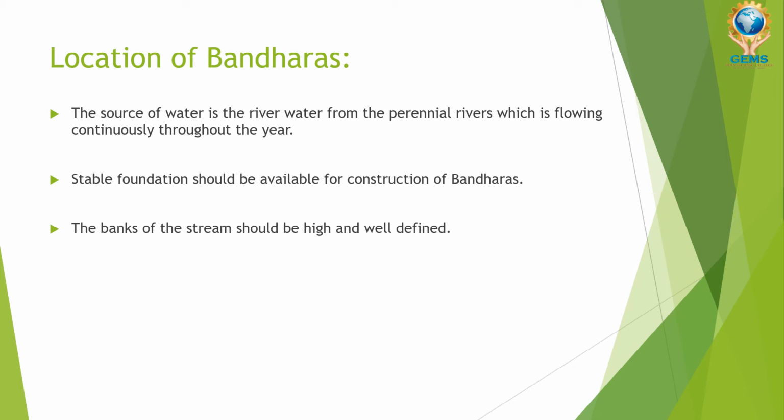Then the third point here is that the bank of the stream should be high and well defined. This means the river bank should be high and well defined, like an embankment. Think about the side walls of an embankment. The same way the bank should be there, so that the water will flow continuously throughout the entire region, and it does not deflect or diffract from its moving direction. You have to analyze that too.